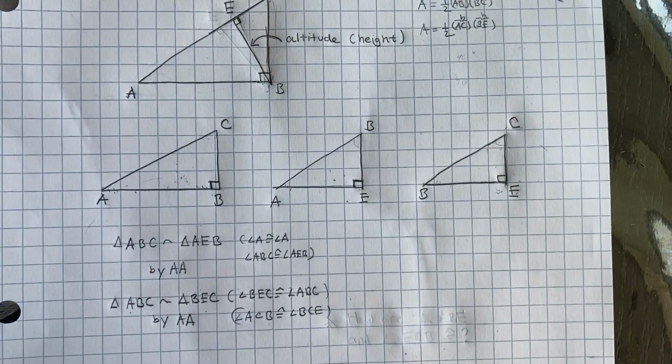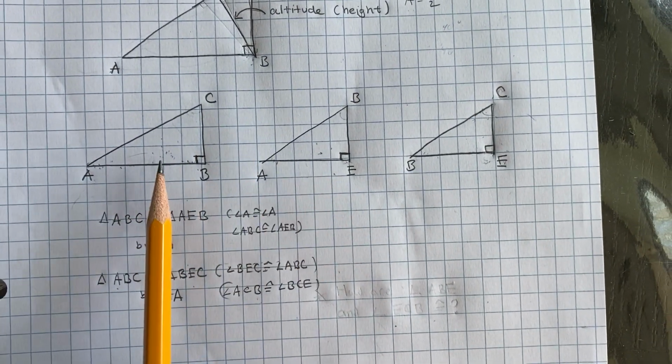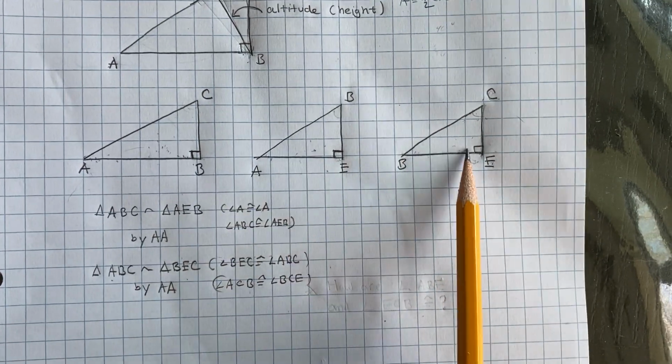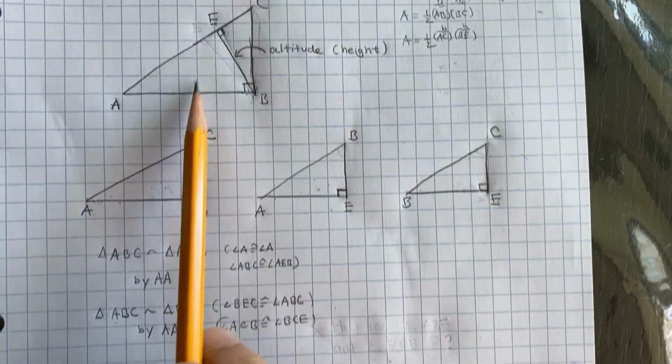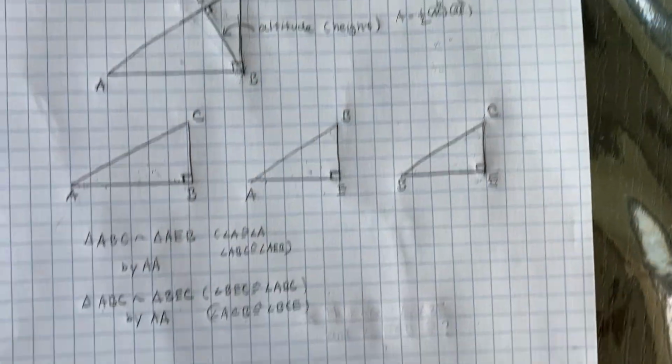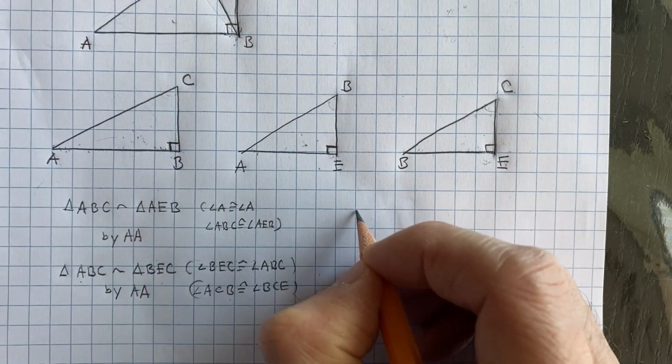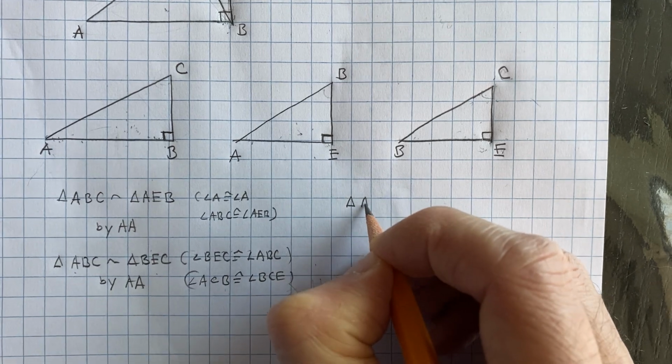Okay, so far we established this is similar to this is similar to this. The last thing we need to prove is that these two triangles are similar to each other, this bottom left and this upper right. So how do we prove that? Well, we're going to say triangle AB.